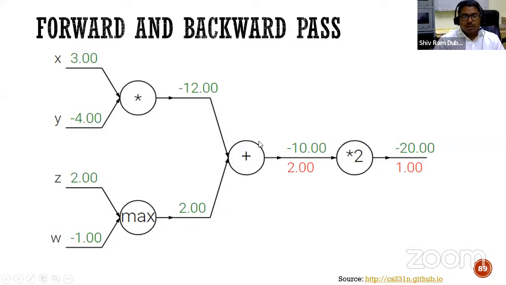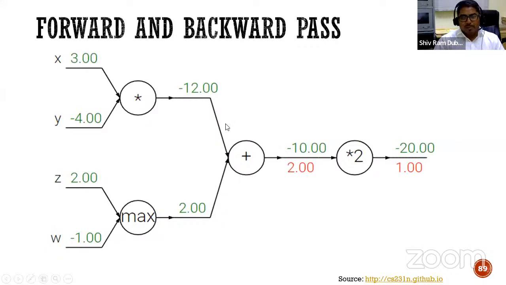Now, again, if we see this function, let's consider this local function. This local function is like this: z is equal to x plus y. Suppose this is x and this is y, then this is z. In that case, del z by del x will be 1, and del z by del y will be 1. Means the local gradient for both the branches will be 1.